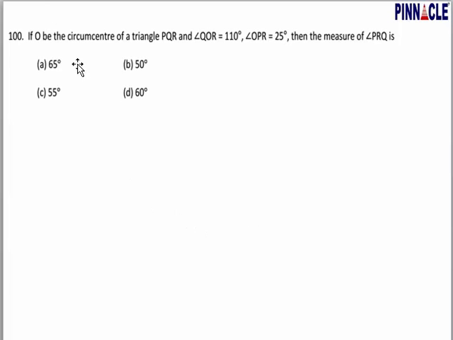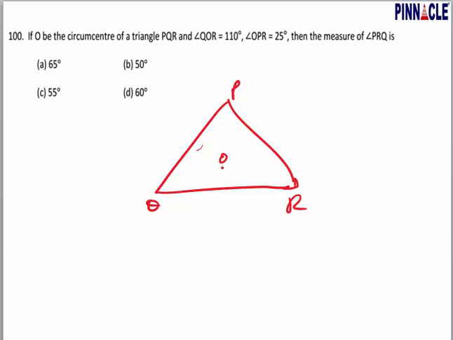Now the next question, which is the 100th question and the last question of this test: if O is the circumcenter of a triangle PQR, with vertices P, Q and R. Circumcenter means the center will be formed like this. Angle QOR is 110, it means in this it will be 55 because it is half as compared to this.